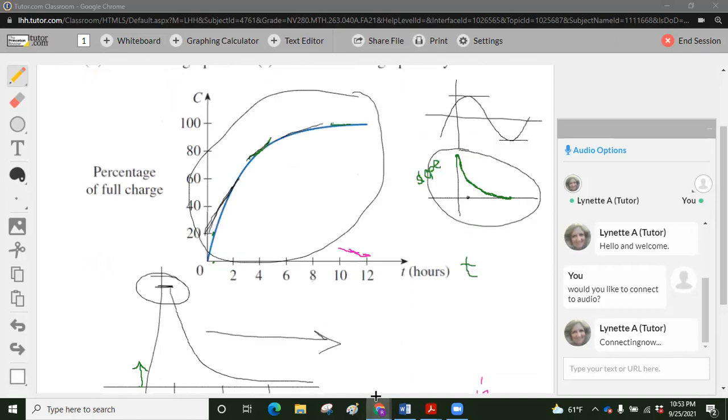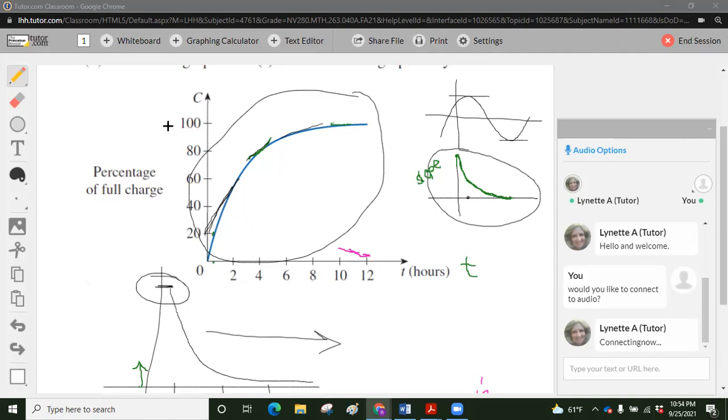When you first plug it in, if it's hardly charged at all, it starts to get a big charge right away. It starts climbing faster, and then as it gets closer to full charge, it doesn't go so fast. That's exactly what this original graph does. It's like in 4 hours, I've got nearly 80% charge, but it takes 12 hours for the full charge.